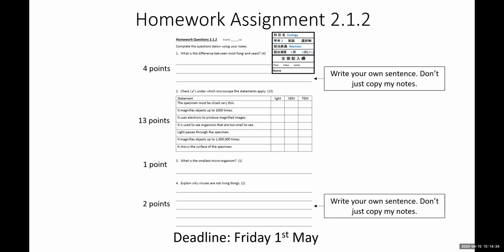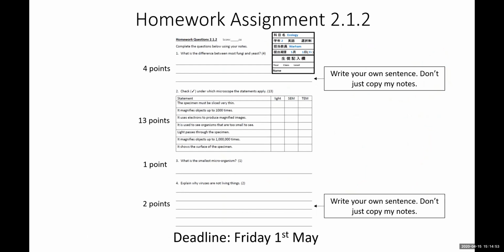Your homework assignment for this week is to complete this homework worksheet. Please take your time, do a little bit of research with this. It's due on Friday the 1st of May. And one other thing, it's important that you write your own sentences. Please don't just copy my notes.